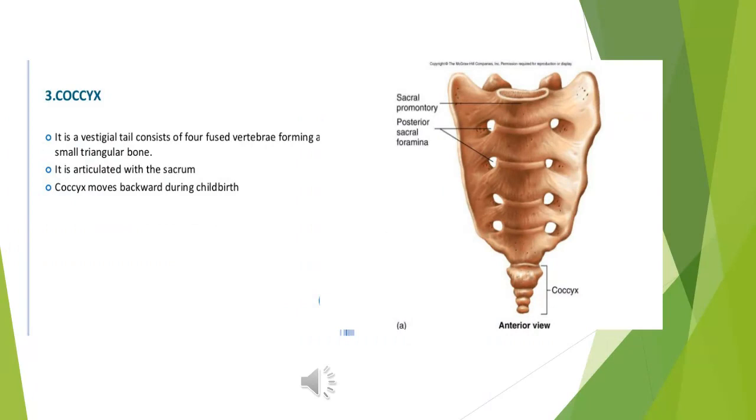And the coccyx is a vestigial tail-like structure consisting of four fused vertebrae forming a small piece of triangular bone. It articulates with the sacrum, and it also moves backwards during childbirth.